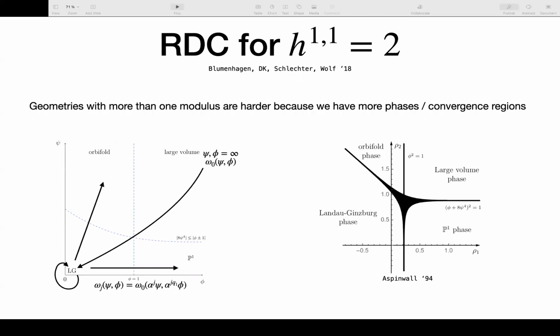Now, geometries with more than one modulus are harder because you have more phases of the moduli space. You have always several convergence regions where some of the parameters are small and large. So you have the large volume region or large complex structure region, type 2B, but then you can also send some of the complex structure parameters to 0 and discover other phases of the moduli space. So for example, in this moduli space here, we have a phase which is of finite diameter in this way, but you can go to infinite distance along this direction.